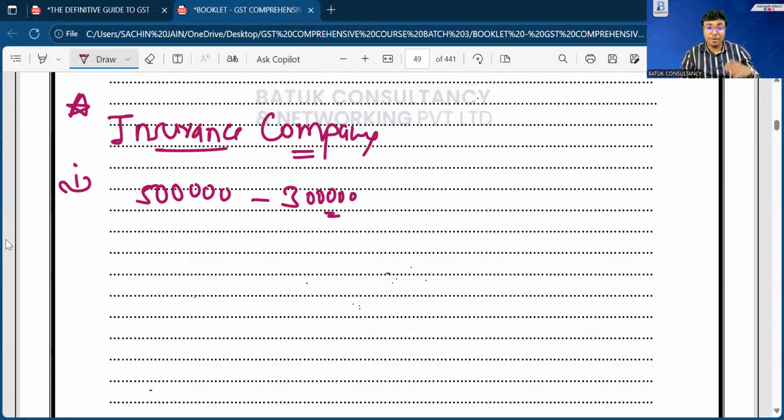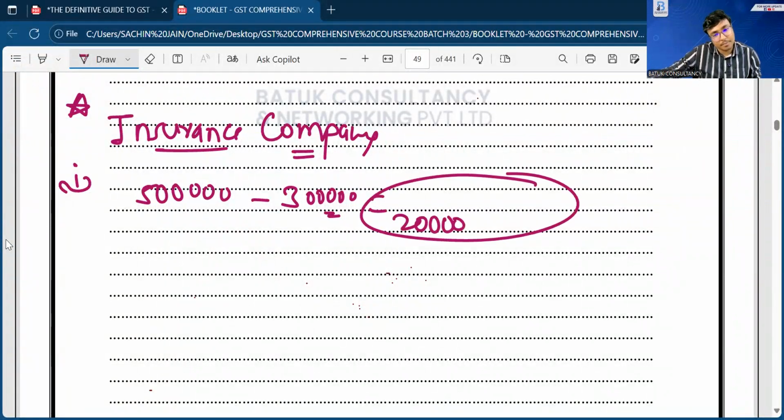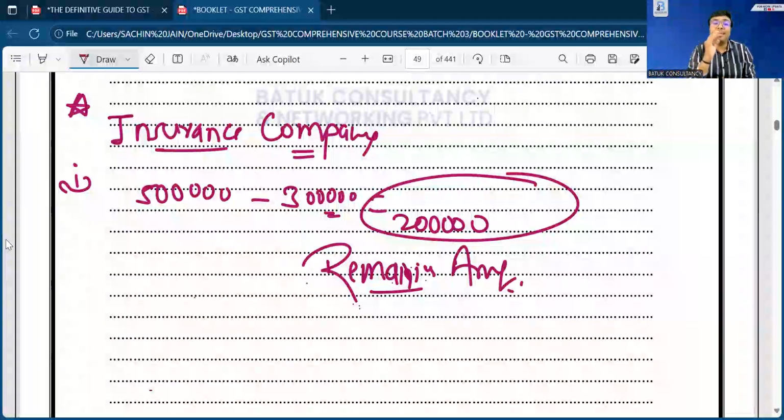Okay. And if you have an idea about the investment which has been made by the company from your premium, in that case the value of supply will be treated as the amount which you have paid minus the investment which has been made by the insurance company. On the remaining amount, the GST will be applicable and the same will be treated as value of supply. This is the first thing.